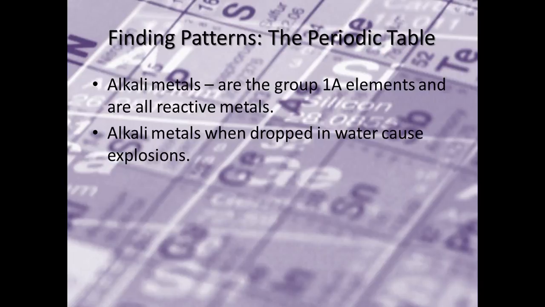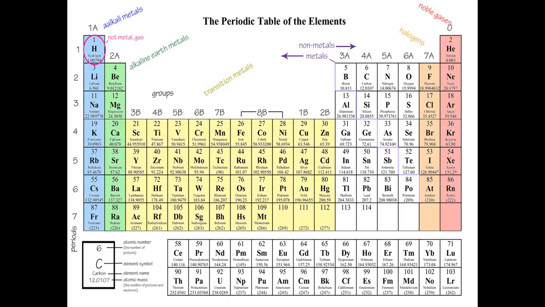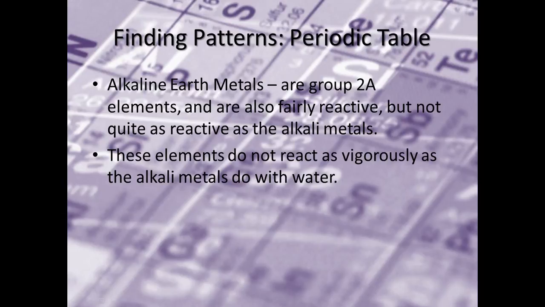Alkali metals are group 1A elements and are all reactive metals. Alkali metals, when dropped in water, cause explosions. And 1A is right here. It's all these blue elements, and these are your alkali metals, and they are very reactive because they have that 1 electron they'd like to get rid of.